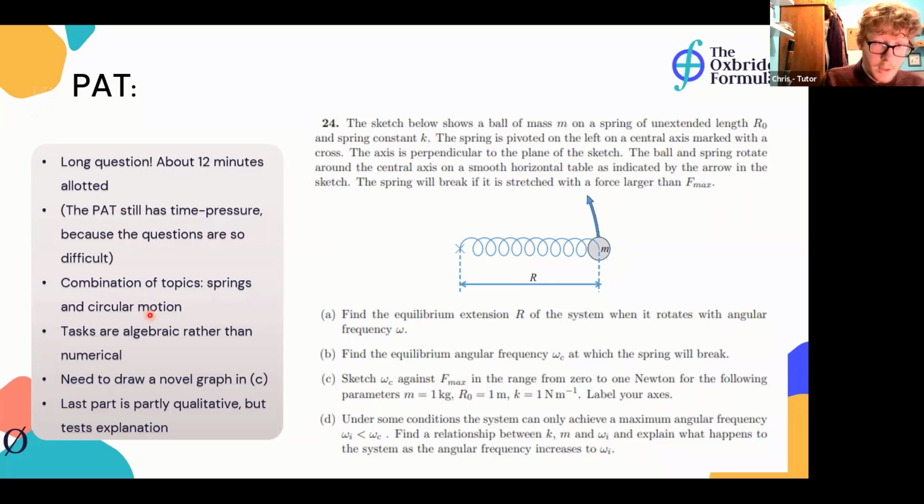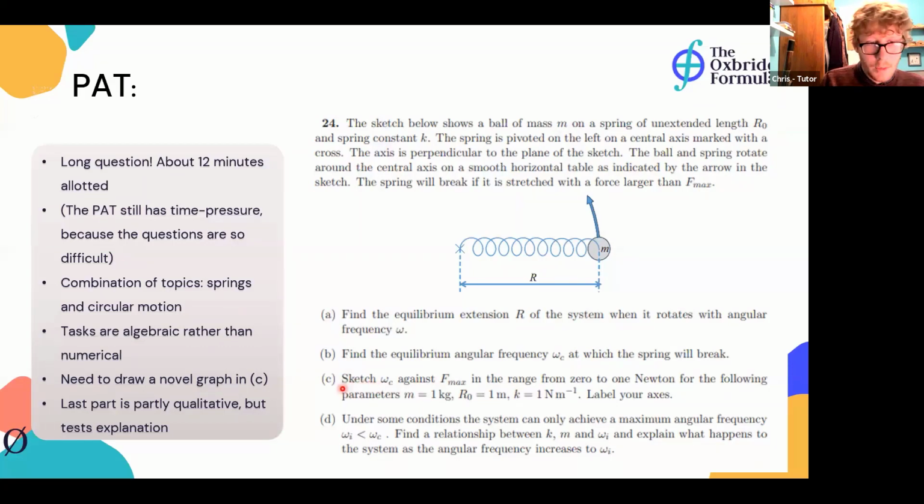If we look at the tasks A, B, C, and D, they're quite algebraic. So a lot of the quantities are kept just represented by letters rather than as numbers. And you have to find relationships between the variables rather than just a numerical answer. In part C in particular, you're asked to sketch the relationship between two variables.